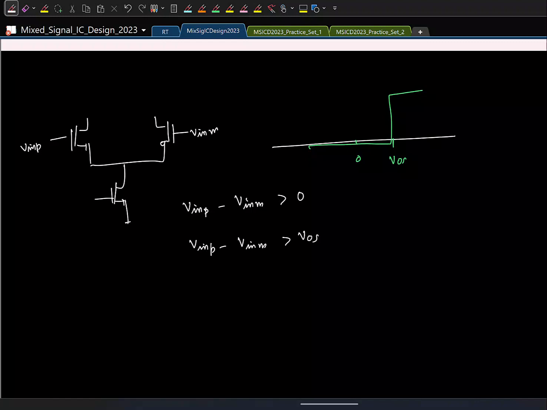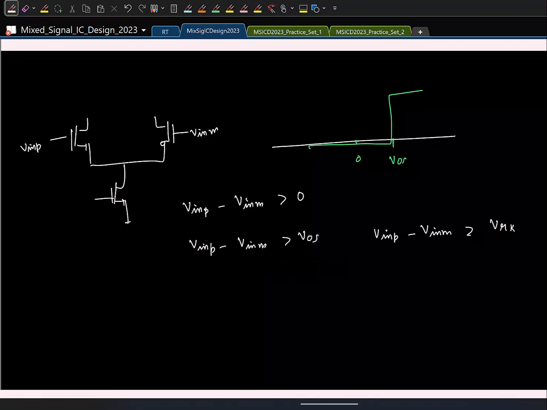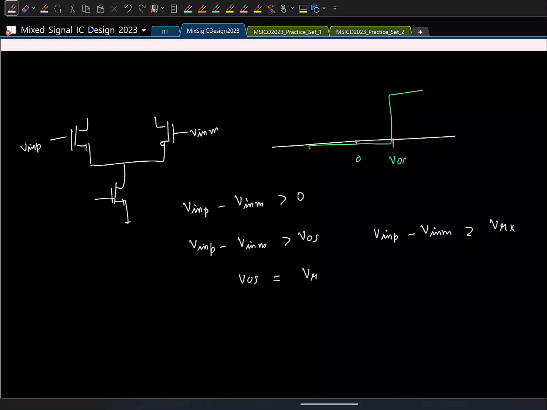Now remember that in our flash ADC, we have a whole bunch of comparators, and our goal is to check if V in plus minus V in minus is greater than any reference voltage. I will call it VRK. This is what you want in flash ADC. You have, let us say, 2 power n minus 1 reference voltages, and the input is compared with each of these reference voltages. So the thought process is this: anyway, I know that with mismatch, I am going to have this offset. Why can't I somehow choose my offset voltage so that it is equal to the reference voltage I want in the flash?